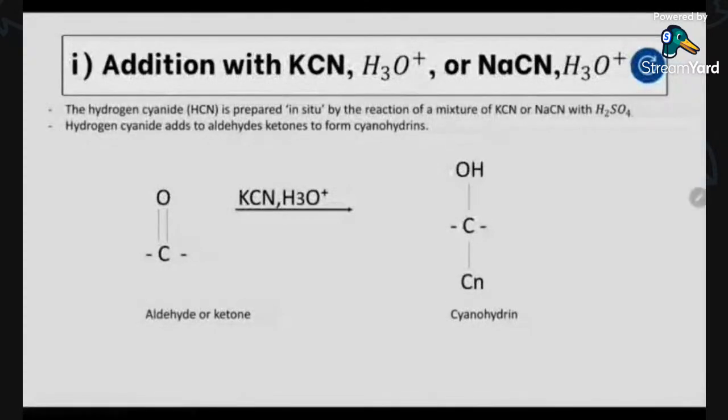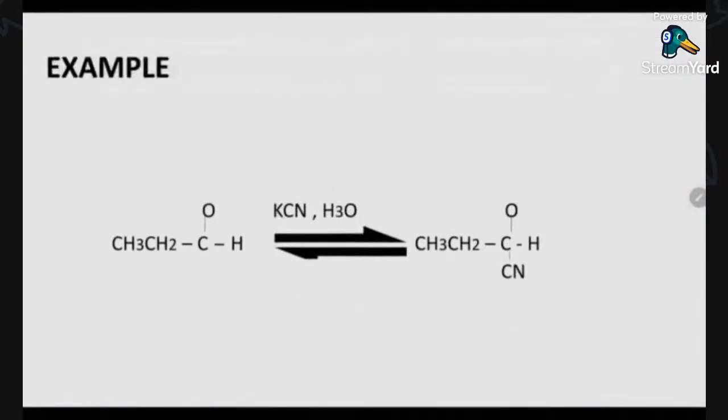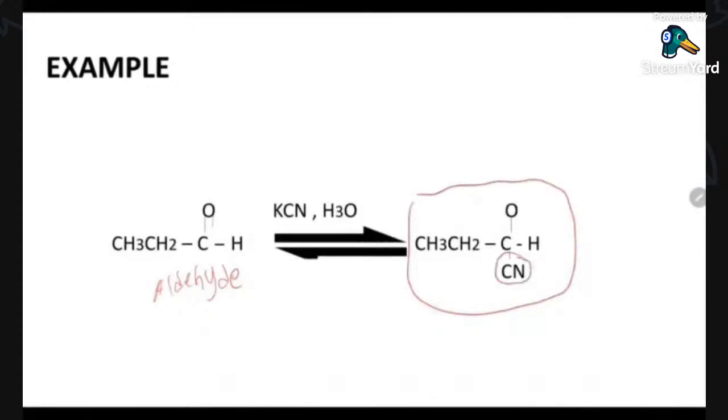So here is an aldehyde or ketone, reacting with KCN/H3O+. So it will produce cyanohydrin. So we look at an example. So there should be a double bond here, CH3, CH2. So this is an aldehyde. React with KCN/H3O+, it will produce this product. So we only add CN here and we remove the double bond here.